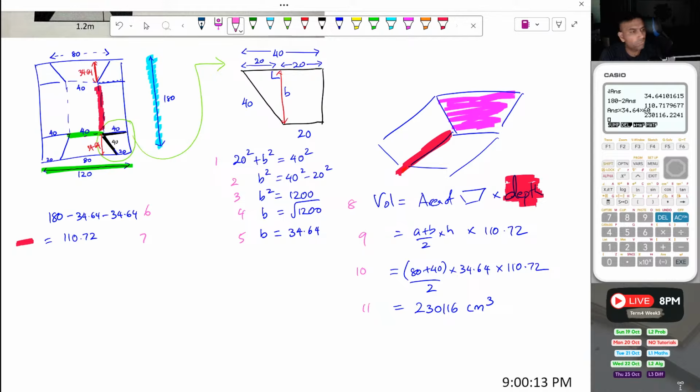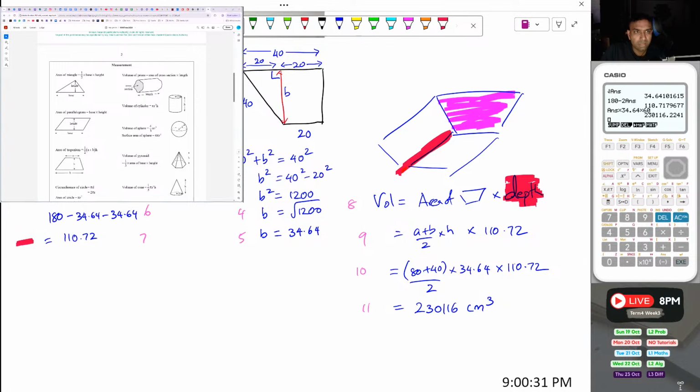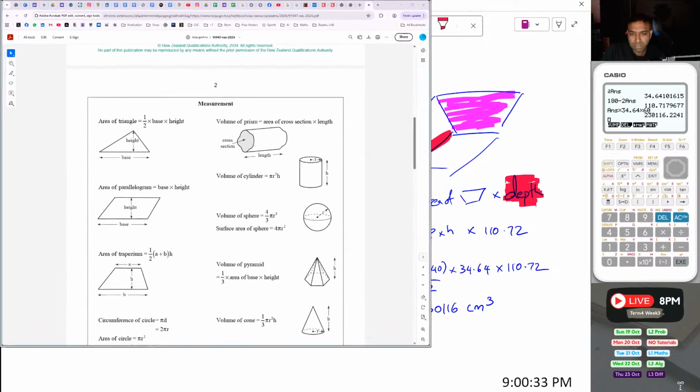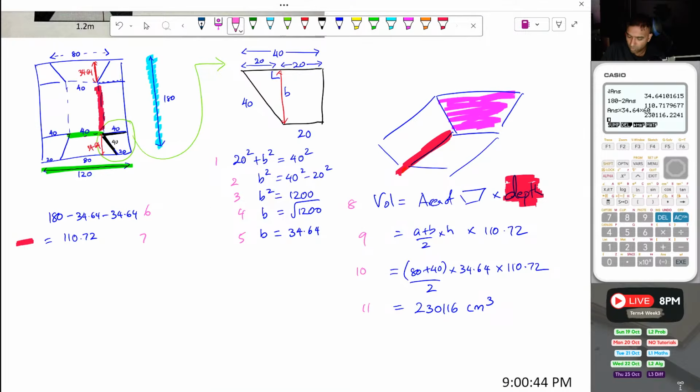Solomon, you're given the formulas for this. Okay, let me show you. Where is this? Formula sheet. Oh, here we go. So you are given these sets of formulas in the exam, and the one you're going to be using is the area of cross section. So we just found the area of the trapezium and we multiplied it by the length. So that's pretty much what I did there.